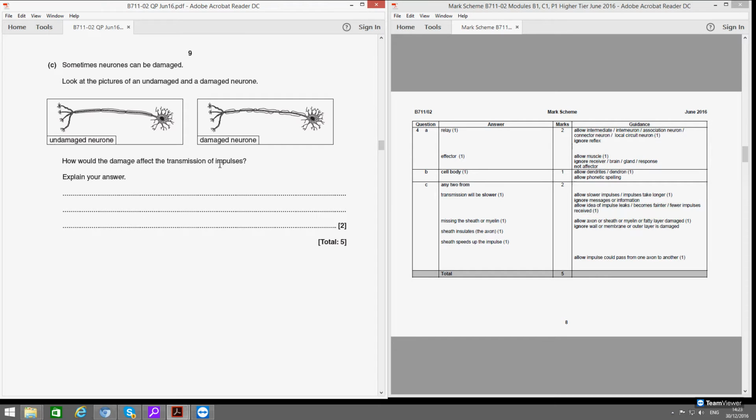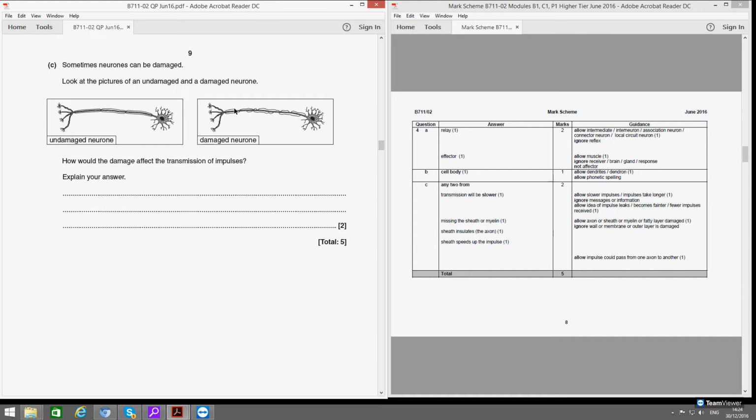How could the damage affect the transmission of the impulses? So your myelin sheath is damaged, okay? That's the explanation of your answer. Your myelin sheath is damaged here. And how would the damage affect the transmission of impulses?